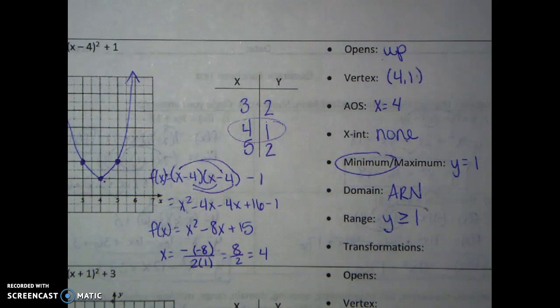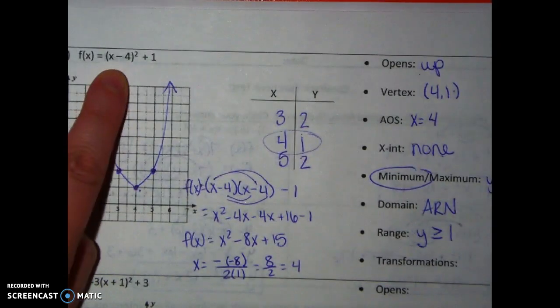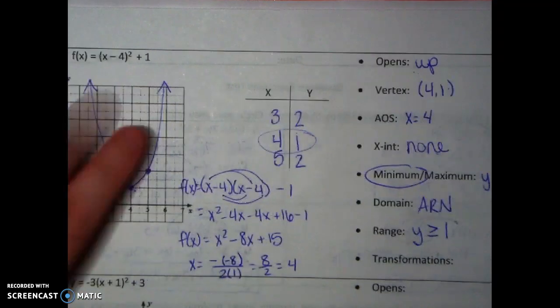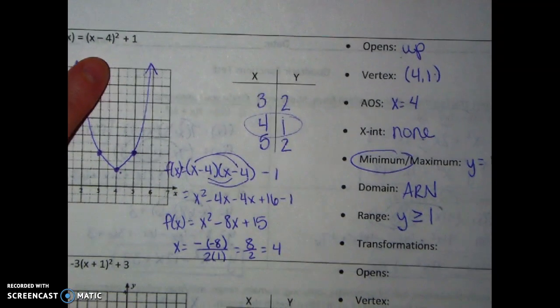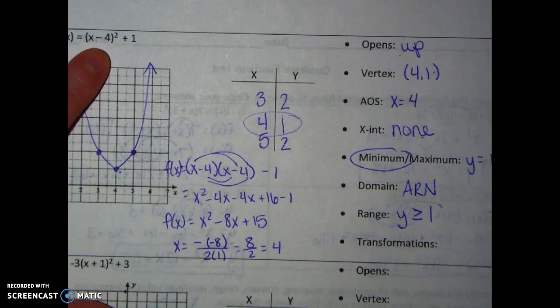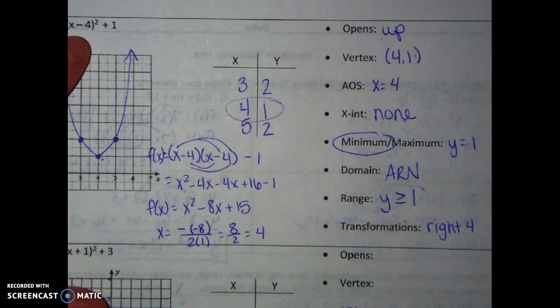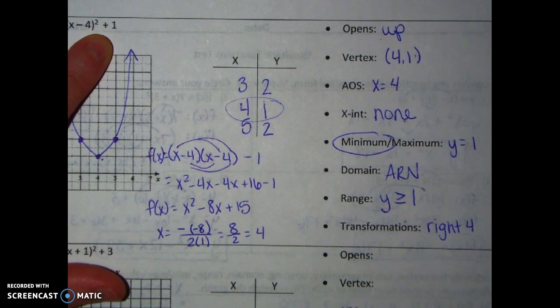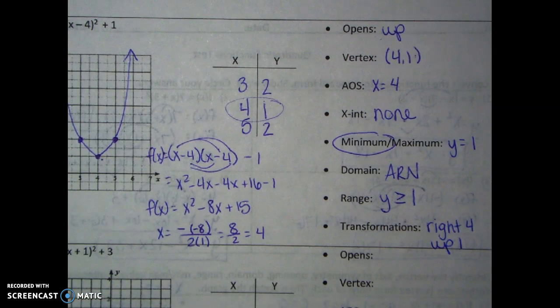And this one wanted to know transformations. So to see the transformations, you look at this 4 and the 1 right here. That 4, it's the opposite. So x is going left to right, but remember the sign is opposite. So you want to think that it's going left, but it's really going right 4 units. I just put right 4. And then this number tells me up or down how many. So this one is up 1. Okay, so that's it for number 7.